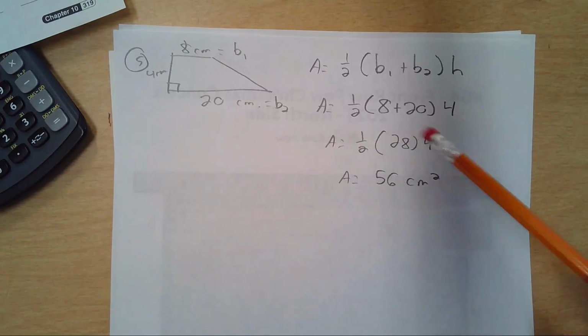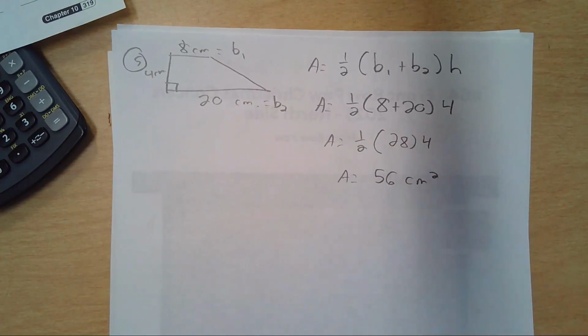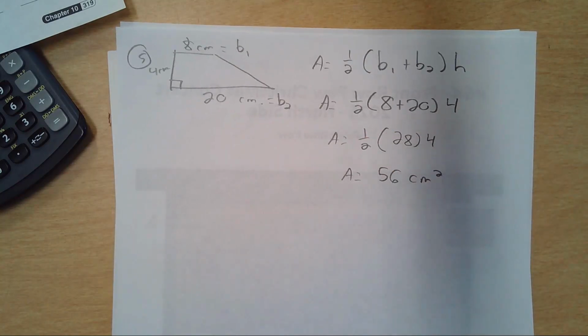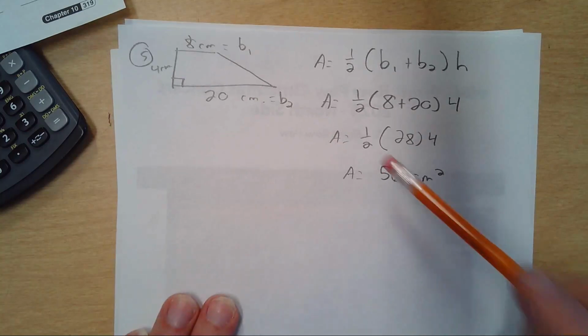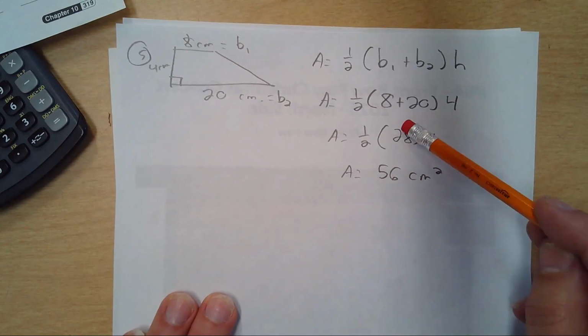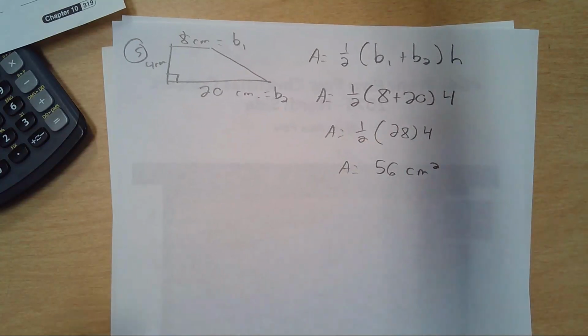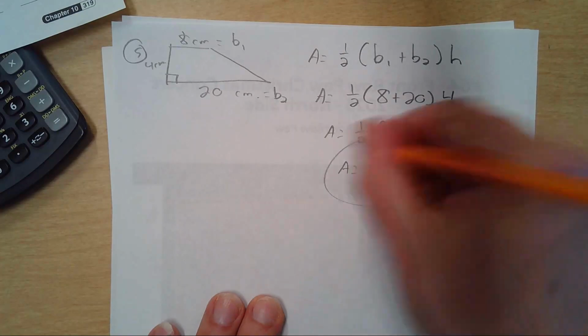Or you can do 1/2 of 4 is 2, 2 times 28. You can take half of either number here, and that gets rid of the half. I'm just doing it in my head. 1/2 of 4 is 2, 2 times 28 is 56. 1/2 of 28 is 14, 14 times 4 is also 56 here.